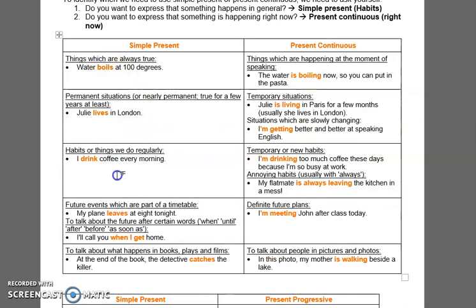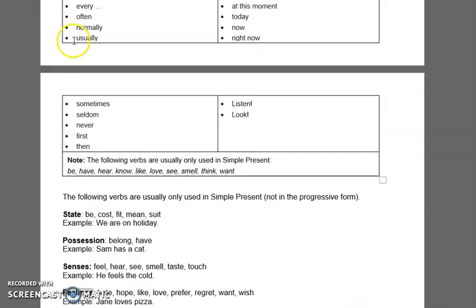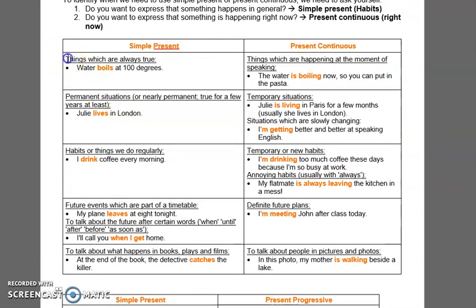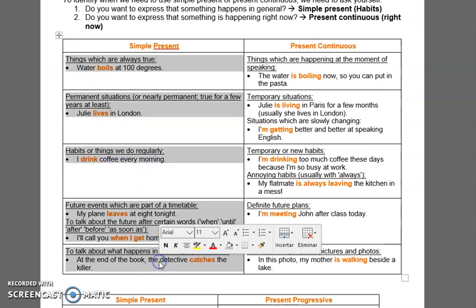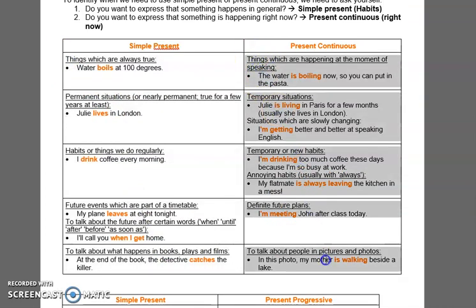Okay, this column refers to all the situations with simple present. And this column refers to all the situations with present continuous. I put it like this, lo coloqué así, so you can see the difference, para que puedan ver y entender la diferencia. Cuando usamos el presente continuo y cuando usamos el presente simple.